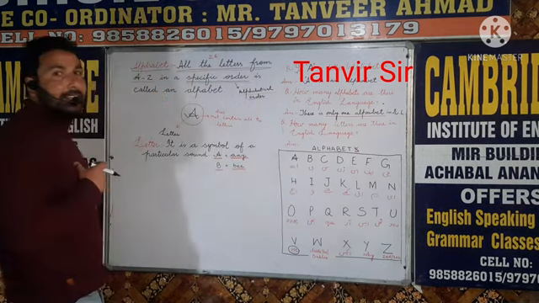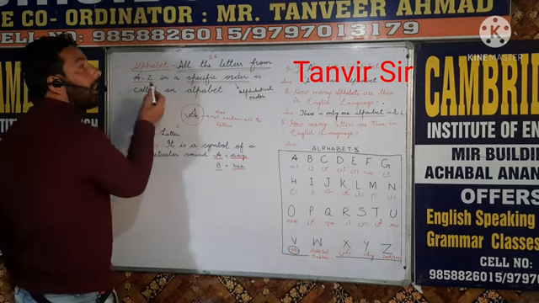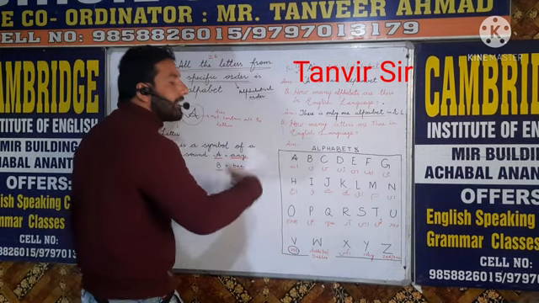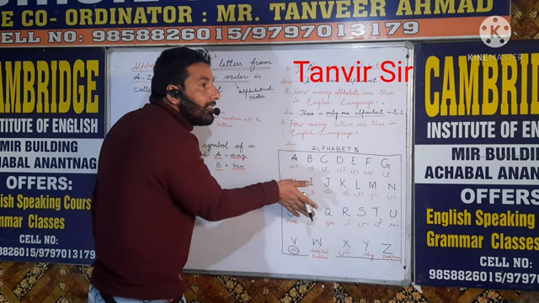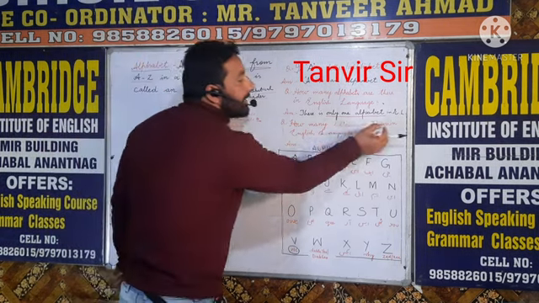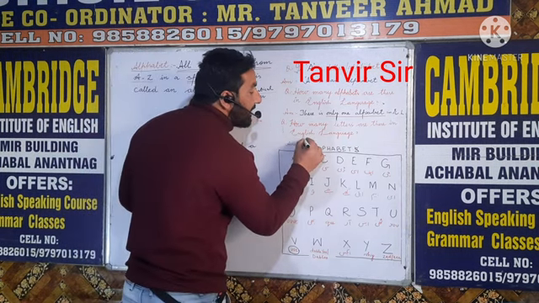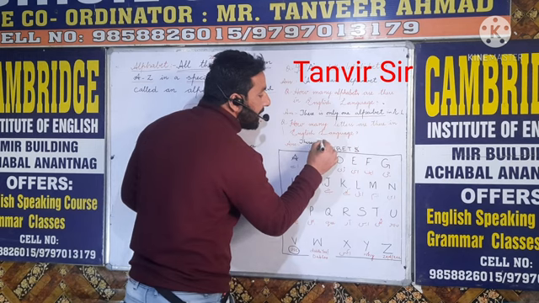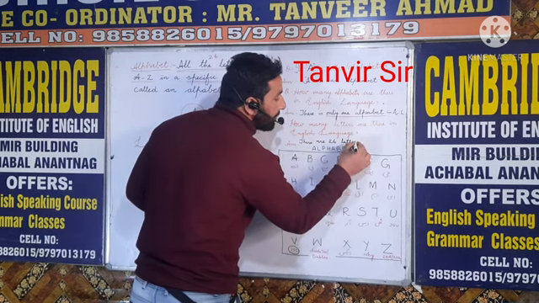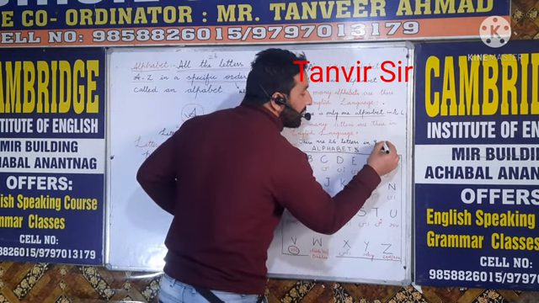If you ask me which one is the alphabet, my answer is very straightforward: all the letters from A to Z in a specific order is called an alphabet. Means all these are alphabet. Now the question is, how many letters are there in English language? Yes, your answer is right. There are 26 letters in English language.